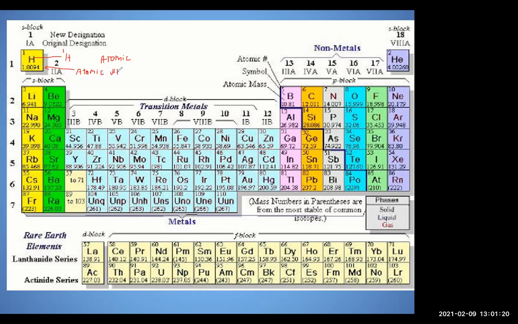I'm just going to put WT for weight. And this is the atomic number, the top number. So the atomic number, put in your notes, is equal to the number of protons. And the atomic weight is approximate, and it's equal to the approximate weight of a hydrogen atom.